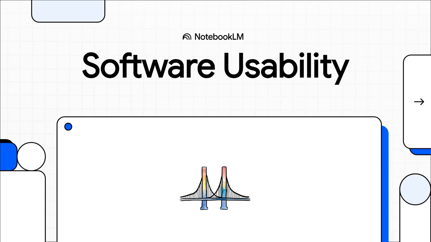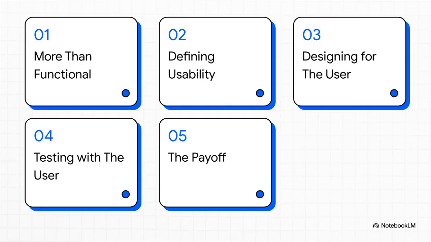Welcome, everyone. Today, we're going to talk about something that can literally make or break a piece of software, and that's usability. Yeah, it sounds pretty straightforward, doesn't it? If you can use something, it's usable. But when we're talking about software engineering, it's actually a much, much deeper concept. It really is. So here's what we'll cover.